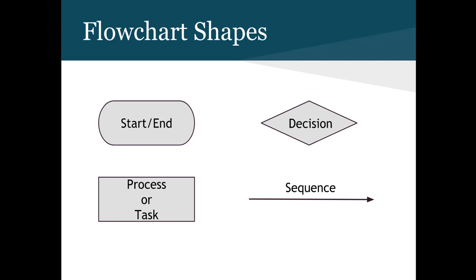These are the flowchart shapes that I'm going to want you to use. The terminus, which is this start or end, it's called the terminus. A decision point, seen as a diamond. A process or task, and then the sequence. Make sure that you have this arrow. Please use these shapes and the arrow for the direction in which the flowchart is flowing.